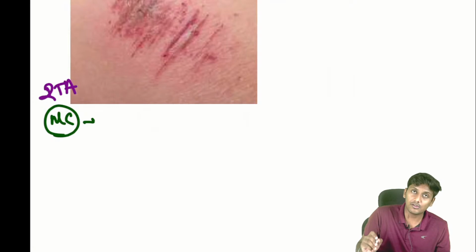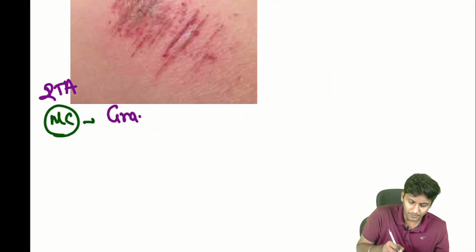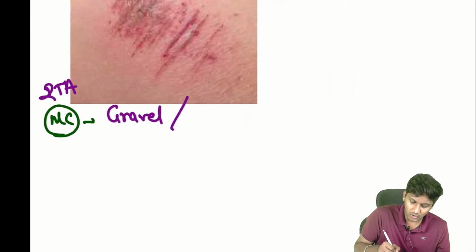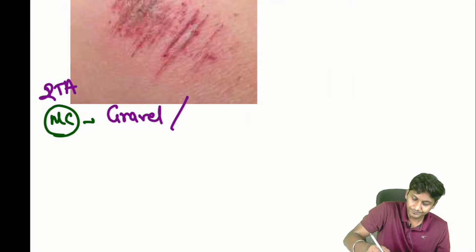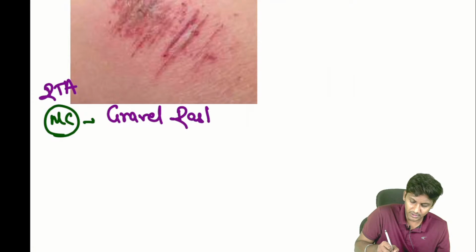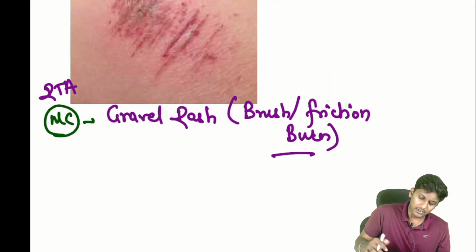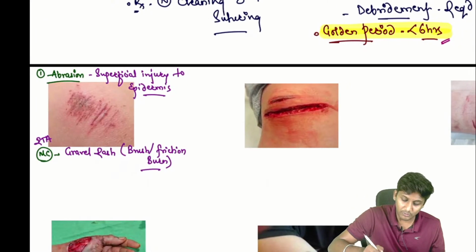Most commonly it is seen in road traffic accident, and that type of abrasion is called the gravel rash or the brush burn or friction burn. These are known as gravel rash. इसको ही तुम brush burn या friction burn बोल सकते हो. Okay, brush burn or a friction burn. No issues with this, anybody? That has to be remembered.